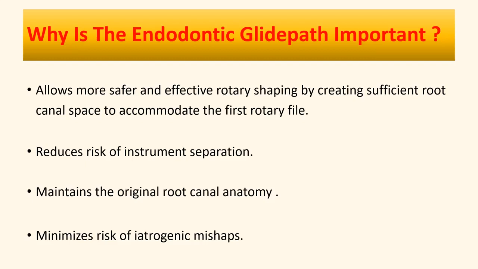Why is the endodontic glide path important? Because it allows safer and more effective rotary shaping by creating a sufficient root canal space to accommodate the first rotary file. It reduces the risk of instrument separation, it maintains the original root canal anatomy, and it also minimizes the risk of iatrogenic mishaps.